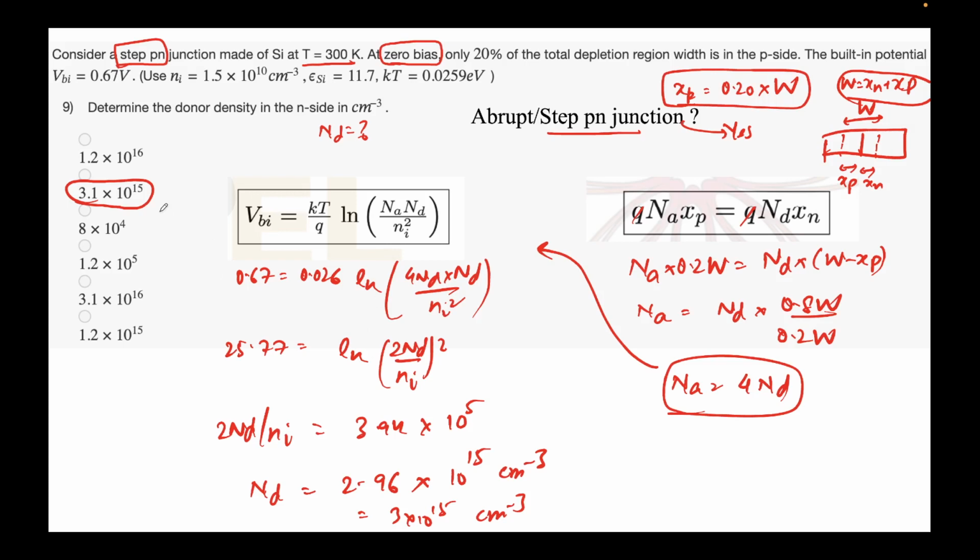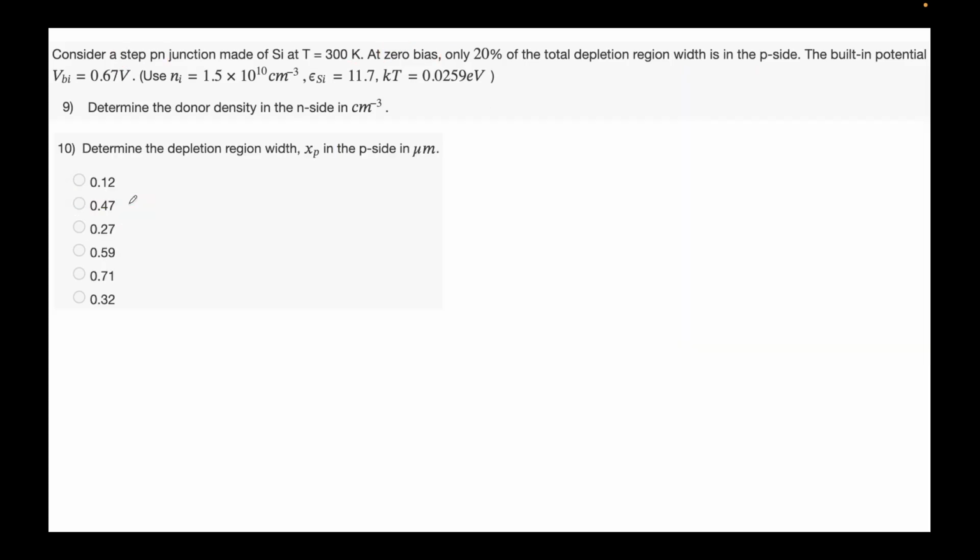So we find the doping, 3 into 10 to the power 15 on the n side, mind you, and if you're required to find it on the p side, then you can simply say it's 4 times that. So it will be 1.2 into 10 to the power 16. All right, that's not required. So let's go ahead to the next problem related to this.